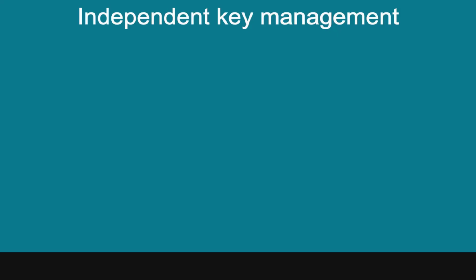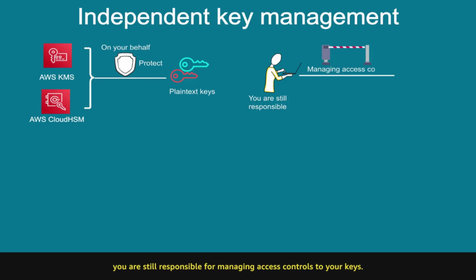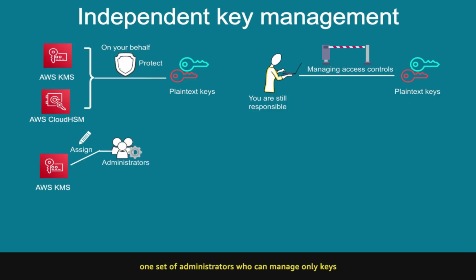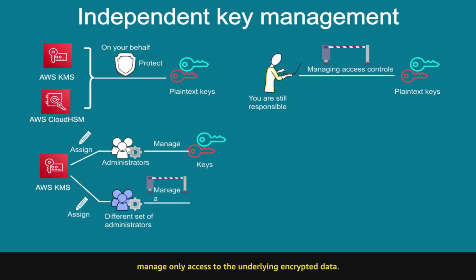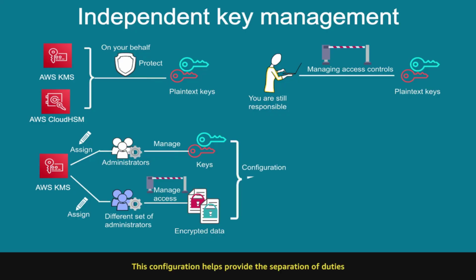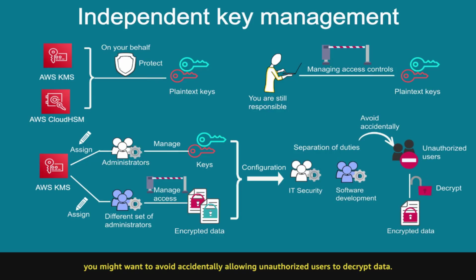Independent key management. While AWS KMS and AWS Cloud HSM can protect plaintext keys on your behalf, you are still responsible for managing access controls to your keys. Using AWS KMS, you can assign one set of administrators who can manage only keys, and a different set of administrators who can manage only access to the underlying encrypted data. This configuration helps provide the separation of duties you might want to avoid accidentally allowing unauthorized users to decrypt data.